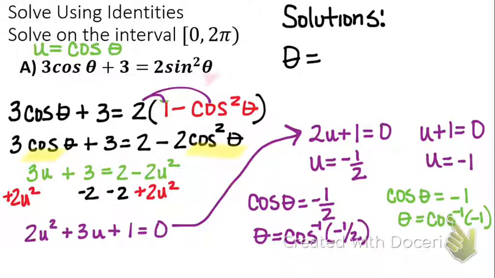So what angles have a cosine of -1/2? 2 pi over 3 and 4 pi over 3. Who agrees with that? And then what angle has a cosine of -1? Pi. That would be your solutions.